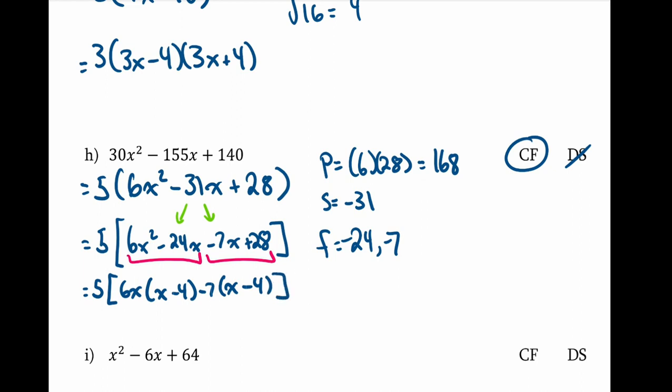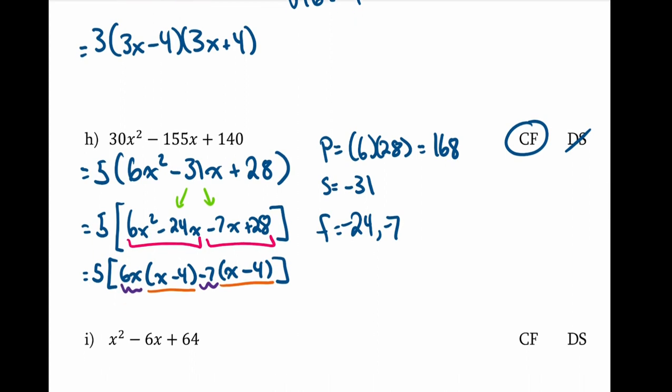So once we can common factor the first pair, it's usually easy to common factor the second pair because we know what we want to get in the bracket. We should see that we have a common bracket between these two terms. So if I common factor those out, go back to round brackets, we have x minus 4 times 6x minus 7.